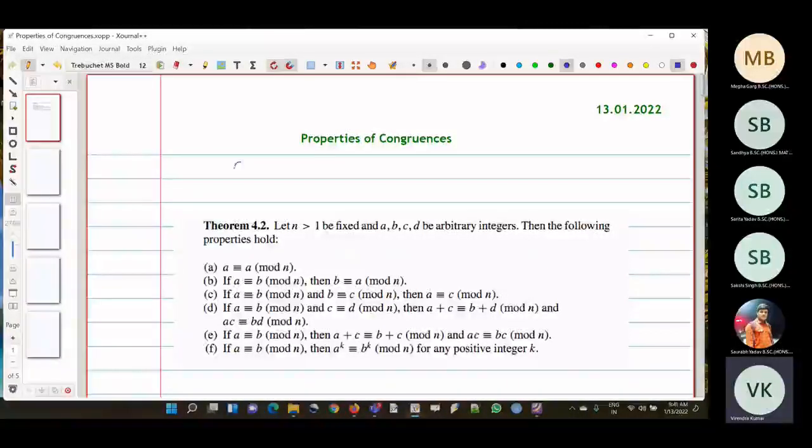We say that a congruence is, in one sense, a kind of equivalence. A is congruent to A, A is congruent to B, A is congruent to B and B is congruent to C, and then A is congruent to C. So that's what the first three results say.